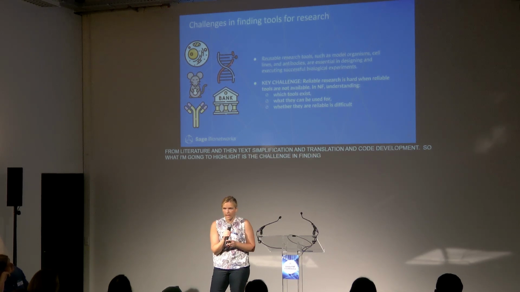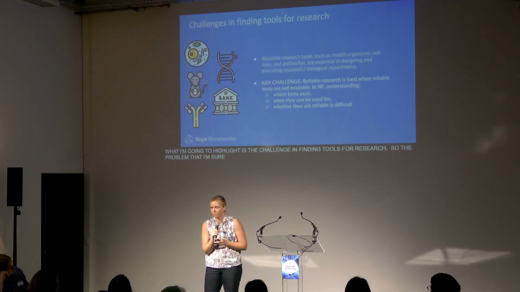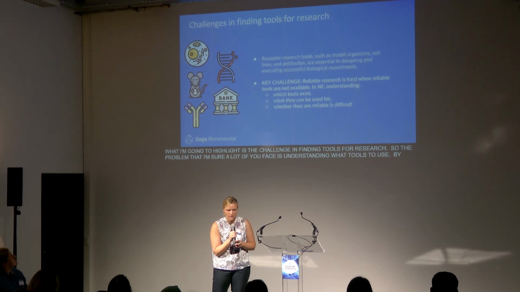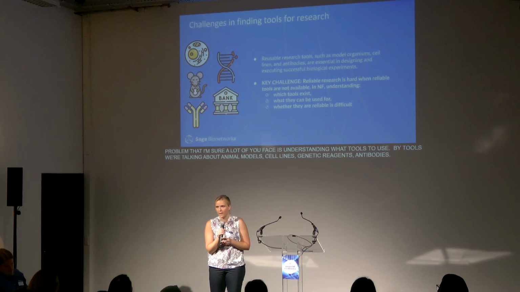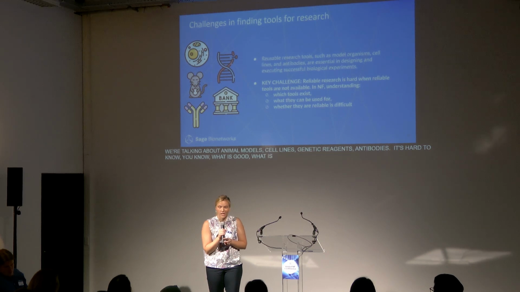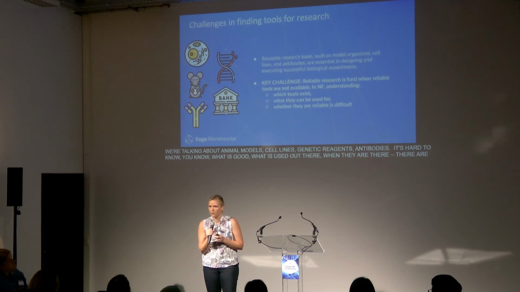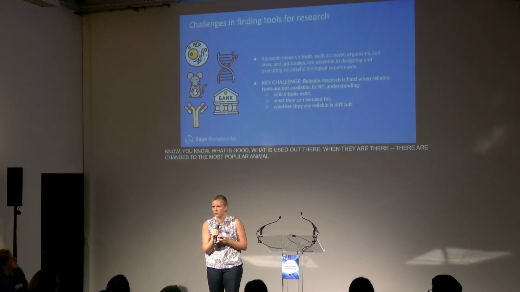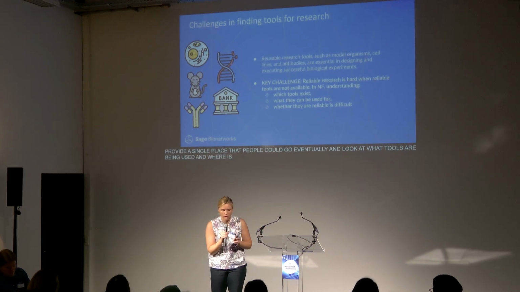The problem that I'm sure a lot of you face is understanding what tools to use. And by tools, we're talking about animal models, cell lines, genetic reagents, antibodies. It's hard to know what's good, what's used out there, and when there are changes to the most popular animal models. So the overarching goal that the NF data portal has is to curate this information and provide a single place that people could eventually go and look at what tools are being used and where the data associated with those tools is. So that's the vision.